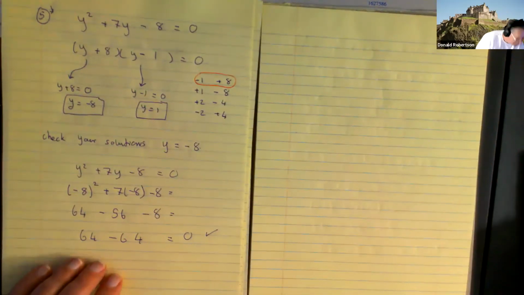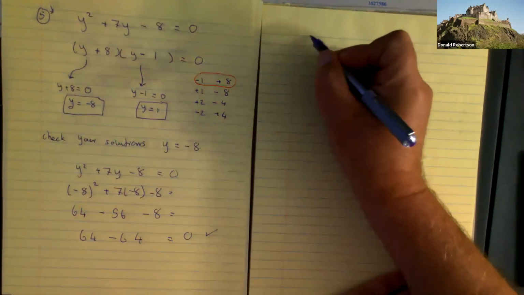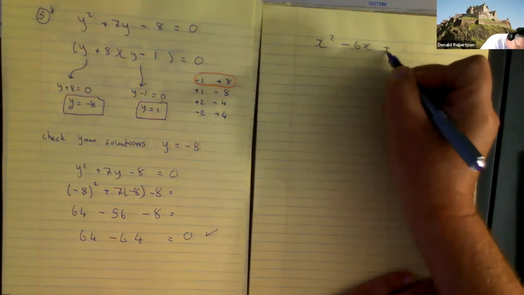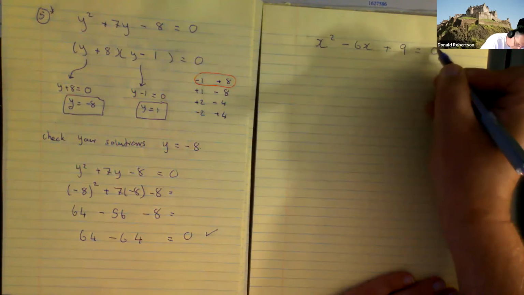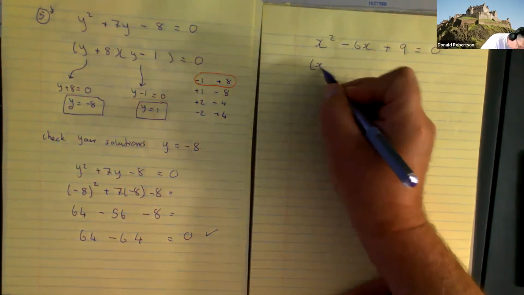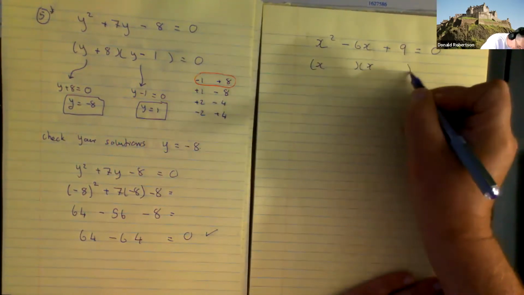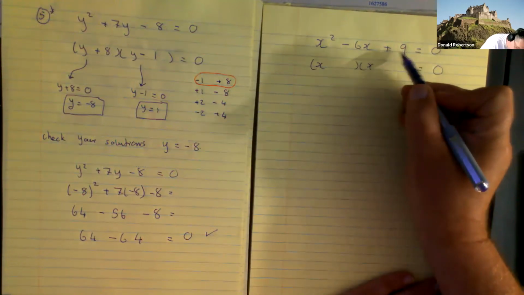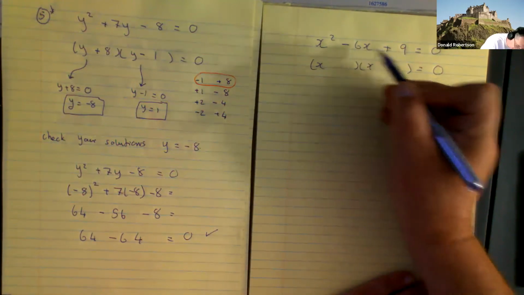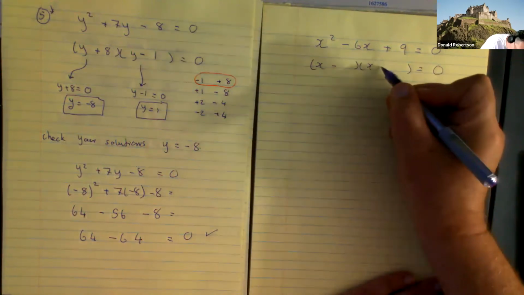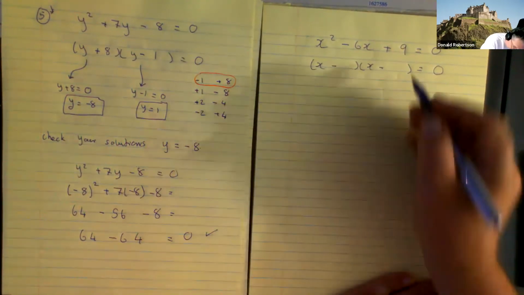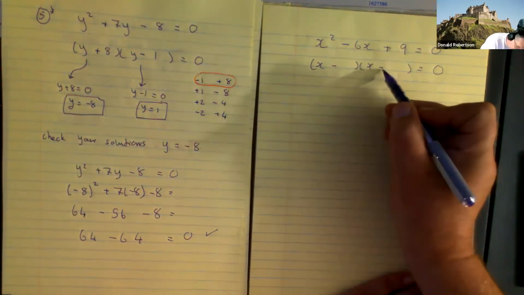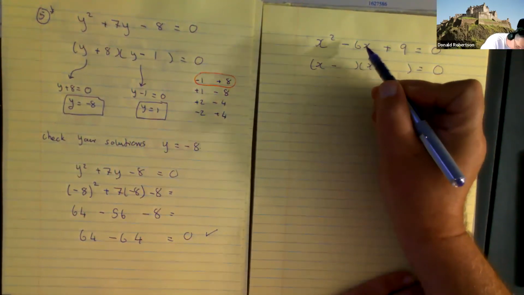Now, imagine you got a question like this. x squared, take away 6x, plus 9 equals 0. Well, we would factor it. This is positive 9, but this is negative 6. So I'm looking for two numbers. Both of them have to be negative, right? So that when you multiply them, you get plus 9. And when you add these two negative numbers together, you get negative 6.